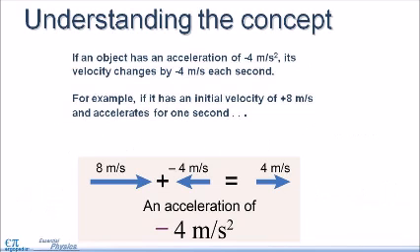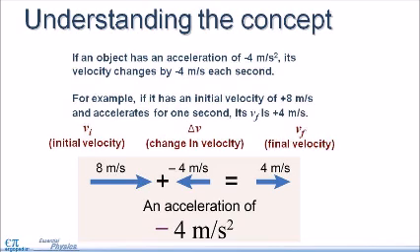Understanding the concept. If an object has an acceleration of minus 4 meters per second squared, its velocity changes by minus 4 meters per second each second. For example, if it has an initial velocity of plus 8 meters per second and accelerates for 1 second, its final velocity is plus 4 meters per second, as you can see on the following picture.